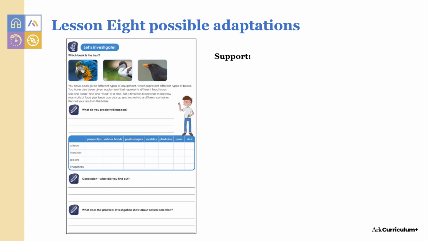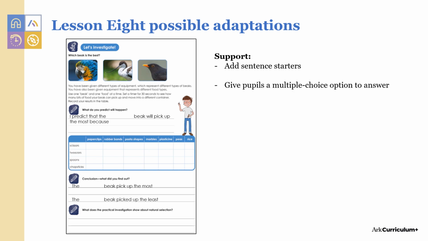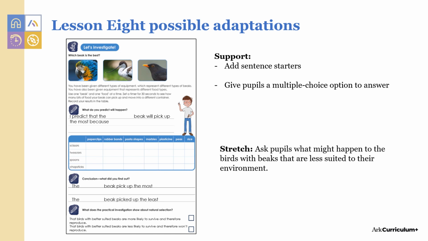In Lesson 8, pupils need to undertake an investigation by answering the question, which beak is the best? Support pupils by adding sentence starters and by giving pupils a multiple choice option to answer. Stretch pupils by asking them what might happen to the birds with beaks that are less suited to their environments.